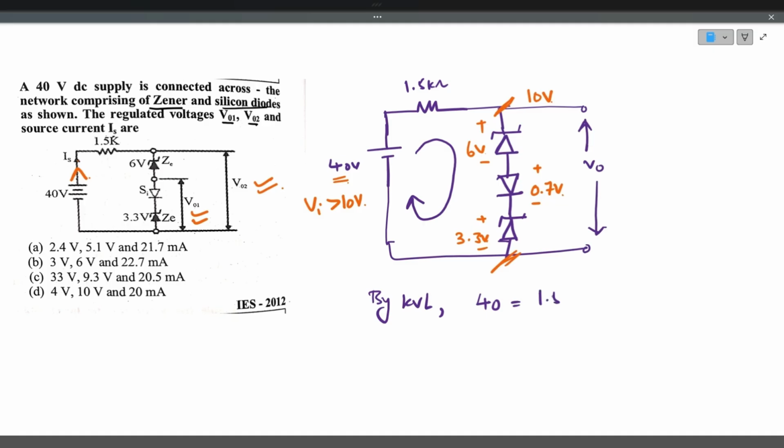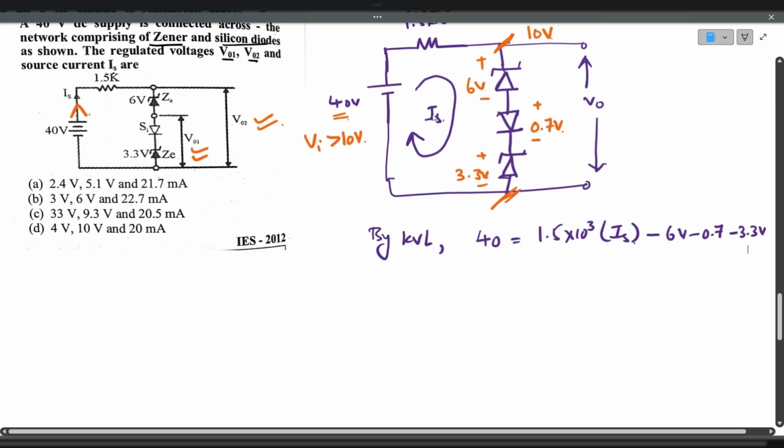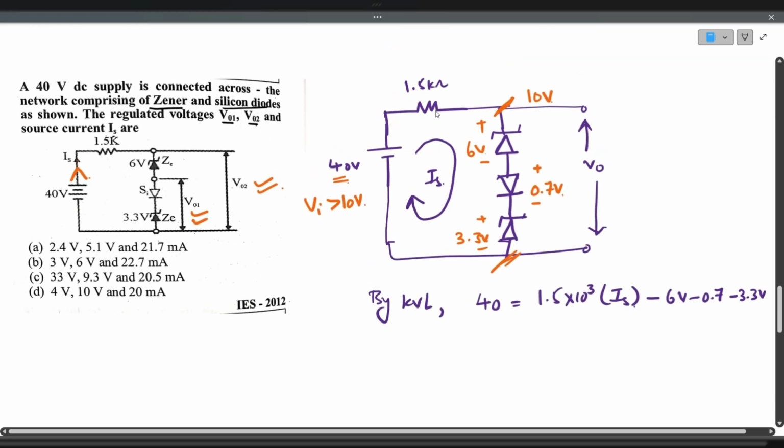By applying Kirchhoff's voltage law, simply by applying KVL, you will get 40 volts equals 1.5 kilo ohms into IS, where IS is the current that is flowing here, minus 6 volts minus 0.7 volts minus 3.3 volts. So if you solve the circuit, IS will be equal to 20 milliamps.